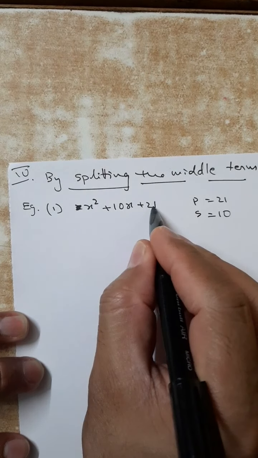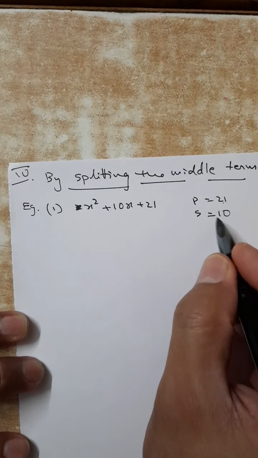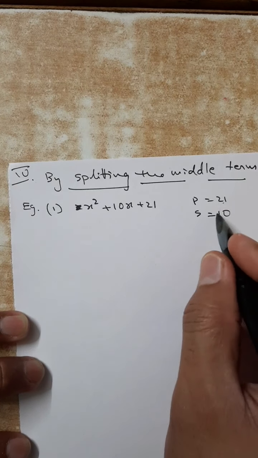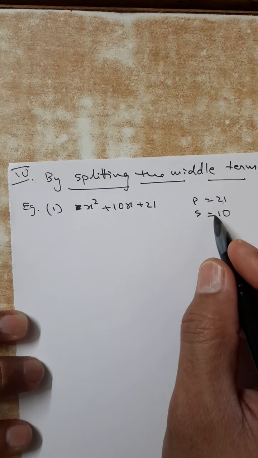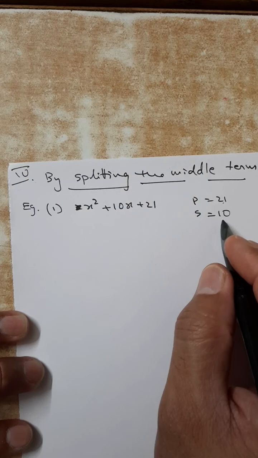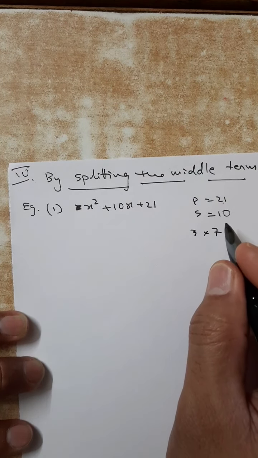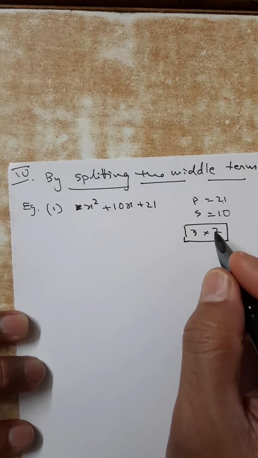So 1 into 21 is 21. The sum must be this number 10, including sign. If it is negative, minus 21, we will take minus 21. Search for two numbers which satisfy these two conditions: two numbers whose product is 21 and sum is 10. 3 sevens are 21, 3 plus 7 is 10. So these two numbers are okay for our purpose.